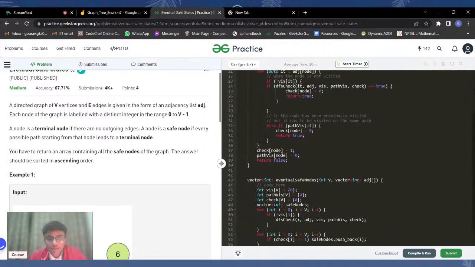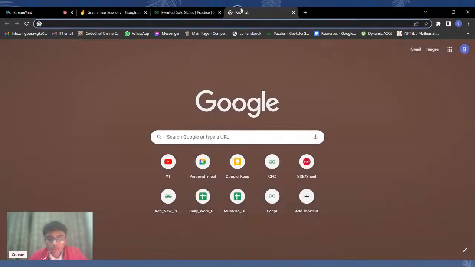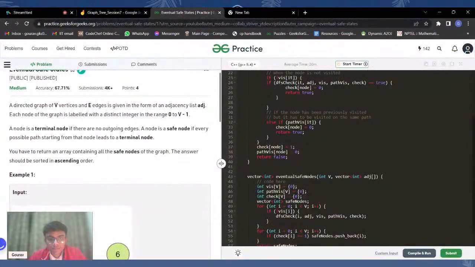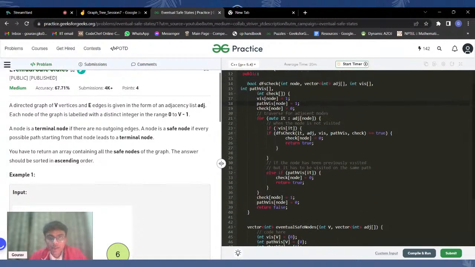So what exactly was the DFS code doing? The first thing it did was it accepted the node from where we are starting our DFS. Then it accepted the adjacency list from where we will continue. Then it accepted the visited array as well. And after that it also accepted the path visited array as well. And finally, we have the check array as well, because that array is keeping track of all the safe nodes.